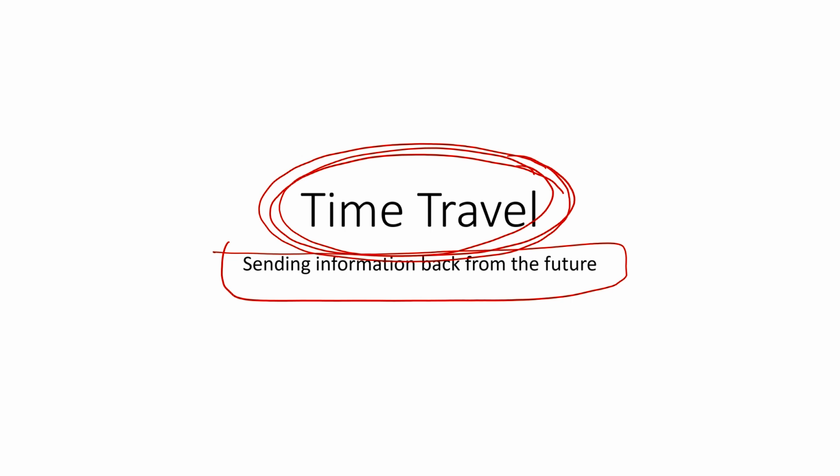Why bother with state transition? Time travel. Classical physics tells us that time travel is not possible, that sending information back from the future is not possible. But within the field of computer science, there are instances where we do this as part of everyday work. How? Let's take a look.